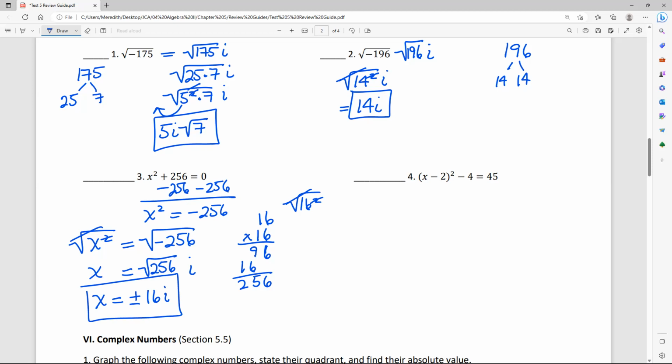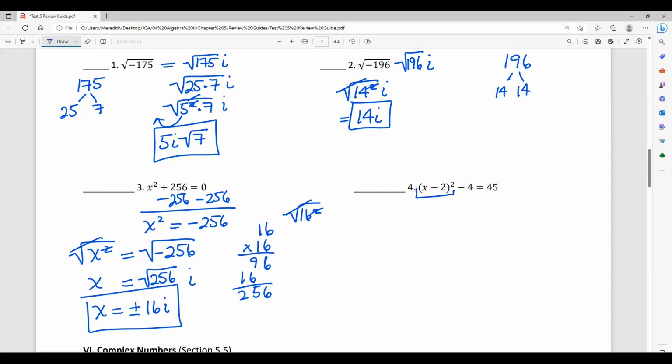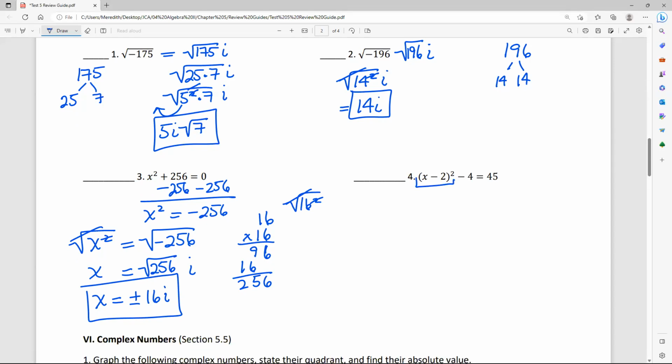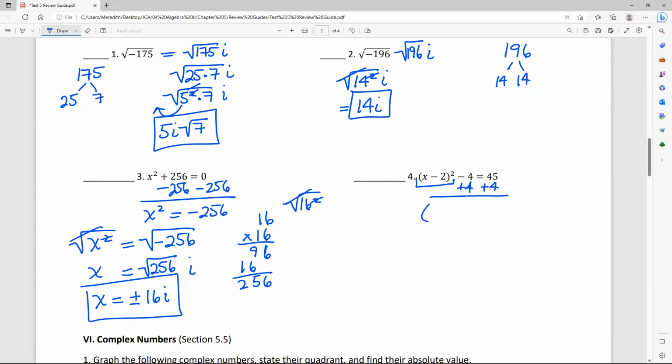All right, I believe number 4 should give us a solution. Let's see what we get. Okay, so we need to isolate. The squared term in this case is actually an expression. It's x minus 2 being squared. So that's what stays by itself on the left side. We have to move this -4 to the right, so I'm going to add it to both sides. So I end up with x minus 2 squared equals 49.